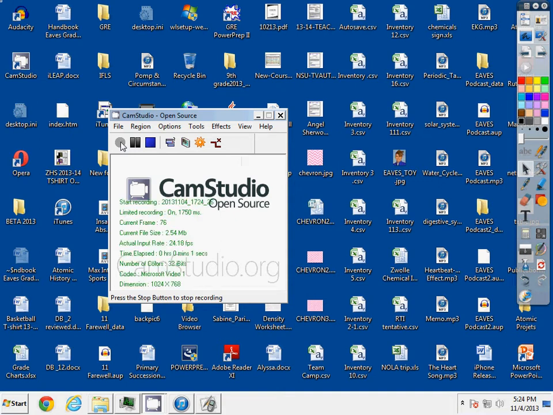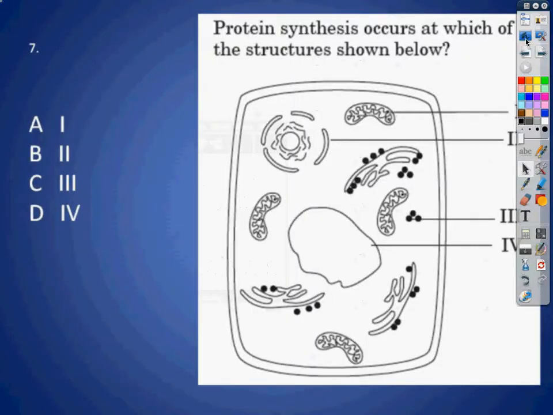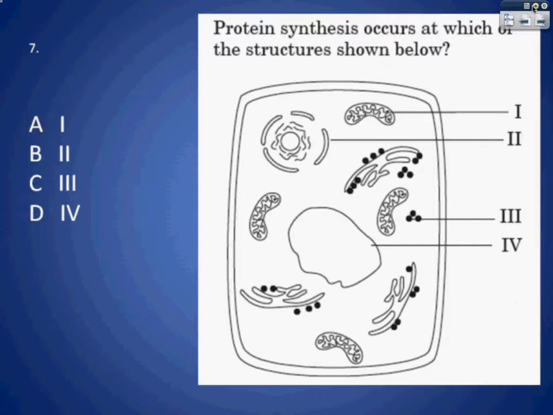All right, we're going to pick back up on question 7. I believe we were on question 7. It says protein synthesis occurs at which of the structures shown below? So here we go. First off, what type of cell is this?